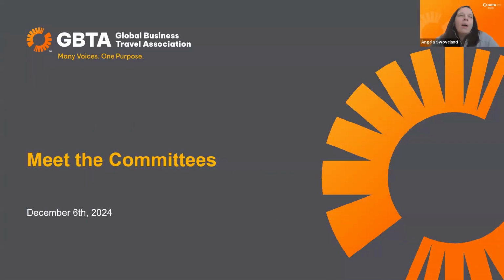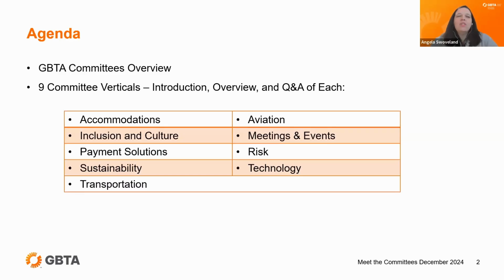This is a meeting about the GBTA committees, an overview of who they are, how to get involved, and if you're interested in volunteering more with GBTA, we're happy that you joined us. I'm just going to do for the agenda a brief overview of what the committees are, why they exist, and then we're going to go into each one of the 9 verticals. Each committee is going to present an introduction, an overview, and then answer questions for you.